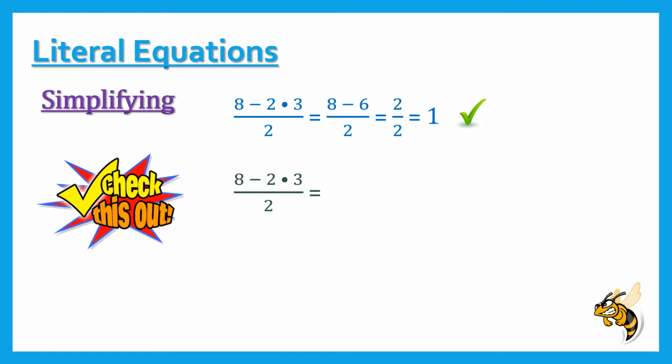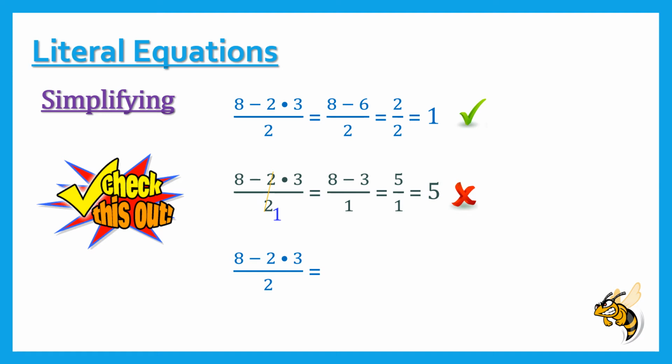Let's take the same numerical expression. And I know most people will be tempted to simplify the 2's. So you would say that 2 goes into 2 one time, and anything over 1 we know is going to be itself. So we're going to have 8 minus 3 over 1, which is 5 over 1, which is equal to 5. But as we know, the answer for this expression is supposed to be 1, so therefore this is not correct.